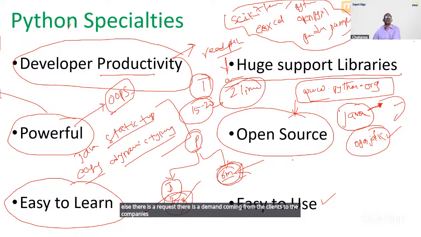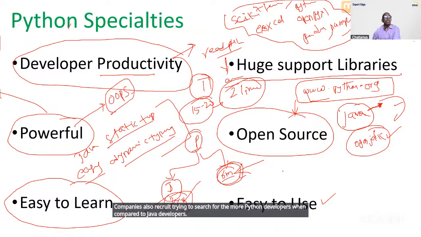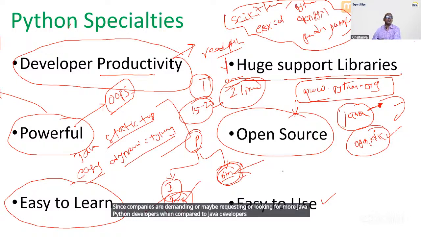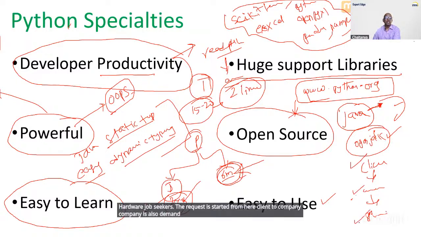Companies also try to recruit more Python developers when compared to Java developers. Since companies are looking for more Python developers when compared to Java developers, people are also learning more Python when compared to Java. The demand starts from the clients to companies, and from companies to people, students, or job seekers. The request starts from client to company, the company is demanding the same, hence people are learning Python when compared to Java.